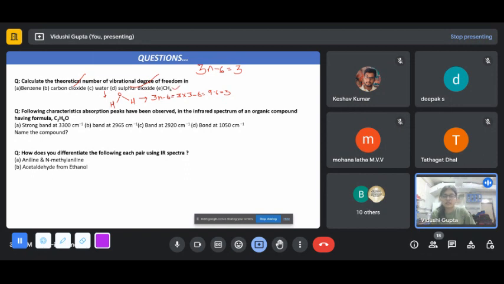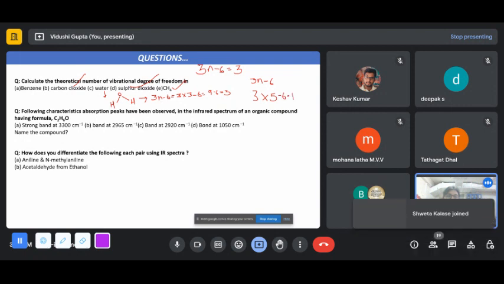Now what about the methane? Non-linear. Like what is the shape of methane? It's tetrahedral. So here also we will apply 3n minus 6, and in methane n will be 5 because there are 4 hydrogen, 1 carbon. So it will be 15 minus 6, that is 9.